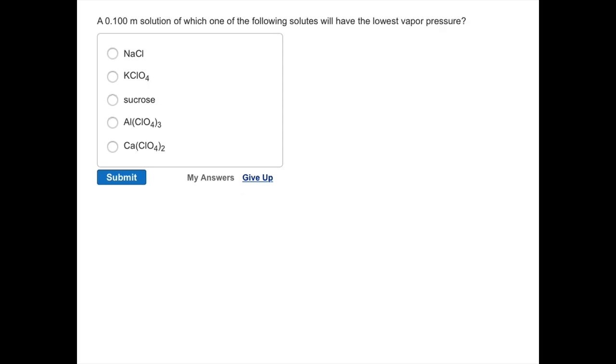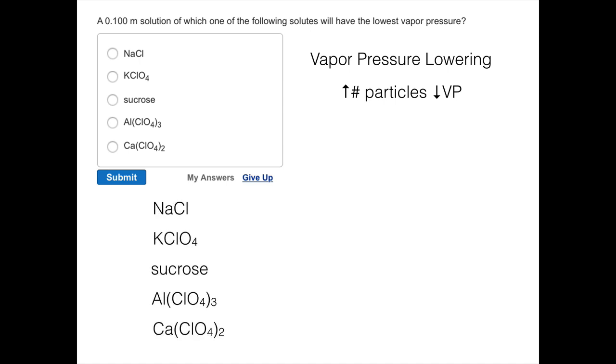Next, we're looking at a 0.100 molal solution and figuring out which one of these solutions will have the lowest vapor pressure. Vapor pressure lowering is a colligative property, and as we increase the number of particles, we're going to decrease the vapor pressure. So here we have 5 different substances where we create a solution, and we need to look at the Van't Hoff factor I for each one.